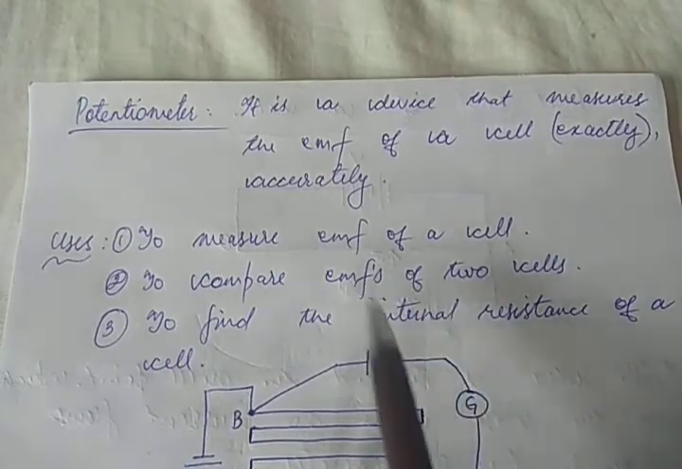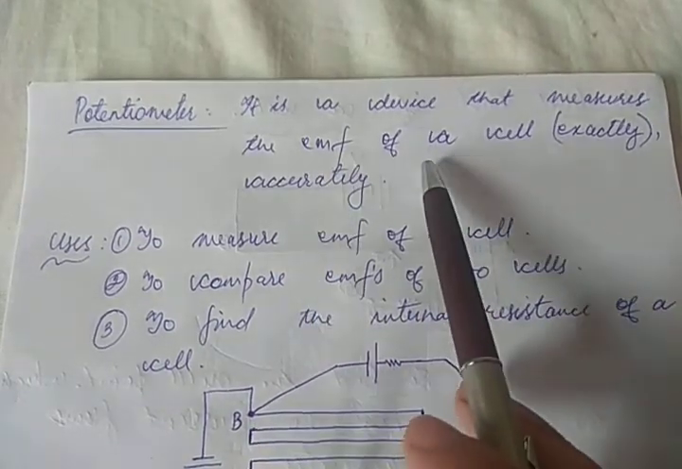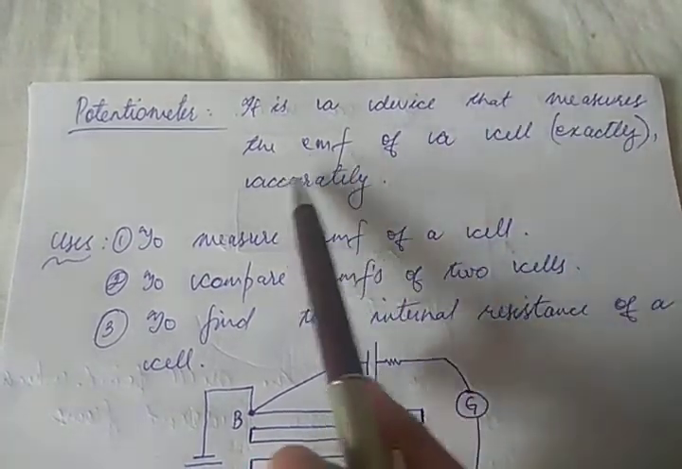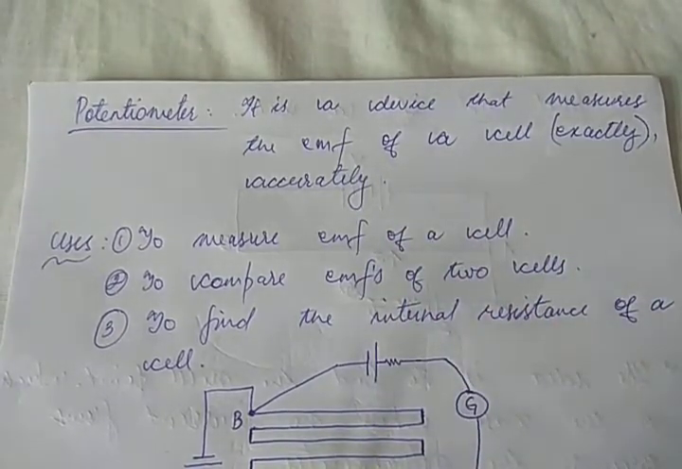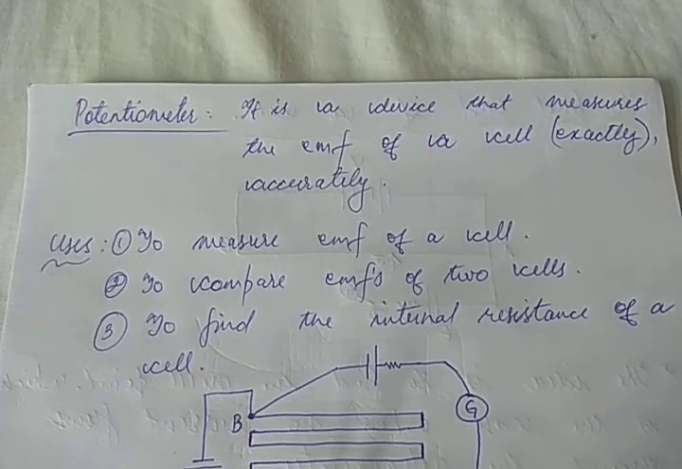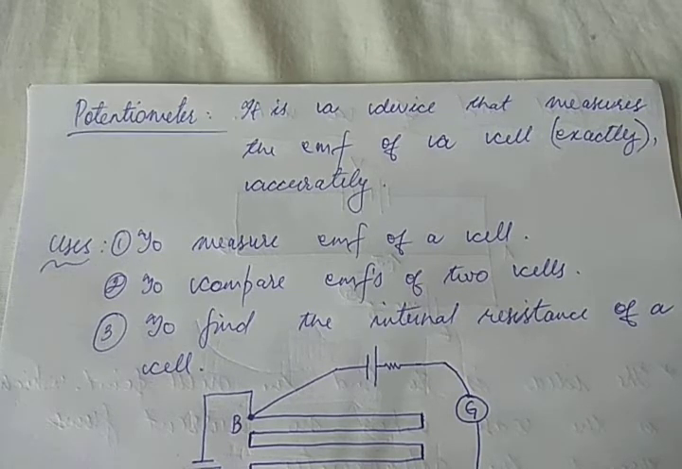Potentiometer, basically remember, it is a device that measures the EMF of a cell exactly or correctly, accurately. Okay. Yesterday we spoke about a voltmeter. We spoke about internal resistances of a conductor. Internal resistance of a battery.